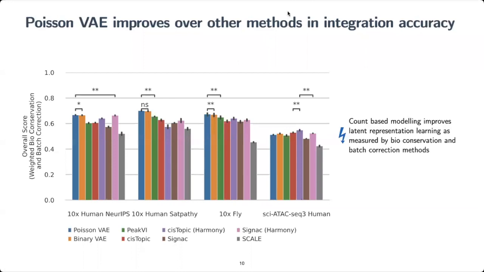So here I'm showing the overall score, which is a weighted average of the bioconservation and the batch correction metrics for, again, the 4 different data sets. And we see that for the 10x data sets, the count-based modeling shows better batch correction and better bioconservation compared to the other methods.